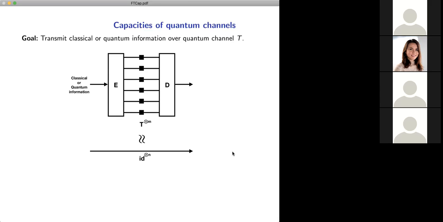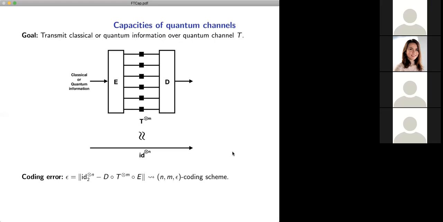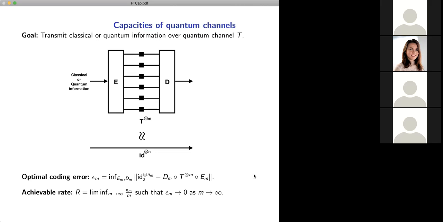And okay, for every one of these scenarios, I can define the coding error, which is the difference between this identity channel and the coding scheme. Can be a norm difference or other distances. And I will call this whole scheme an (n, m, epsilon) coding scheme if this coding error is epsilon. I can also optimize over E and D. That gives me an optimal coding error where I have to fix a number of identity channels that I want to approximate. And I can define achievable rates like this.